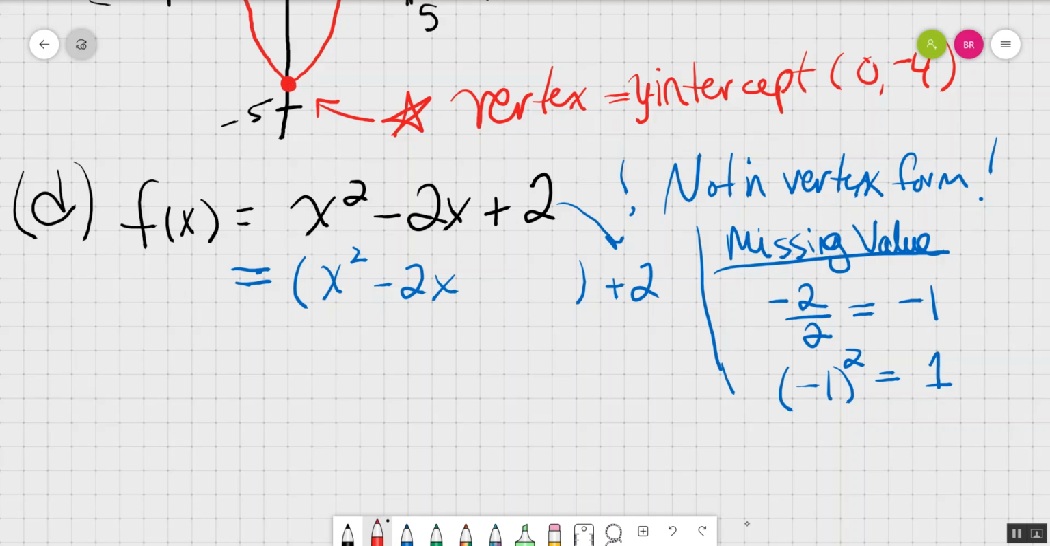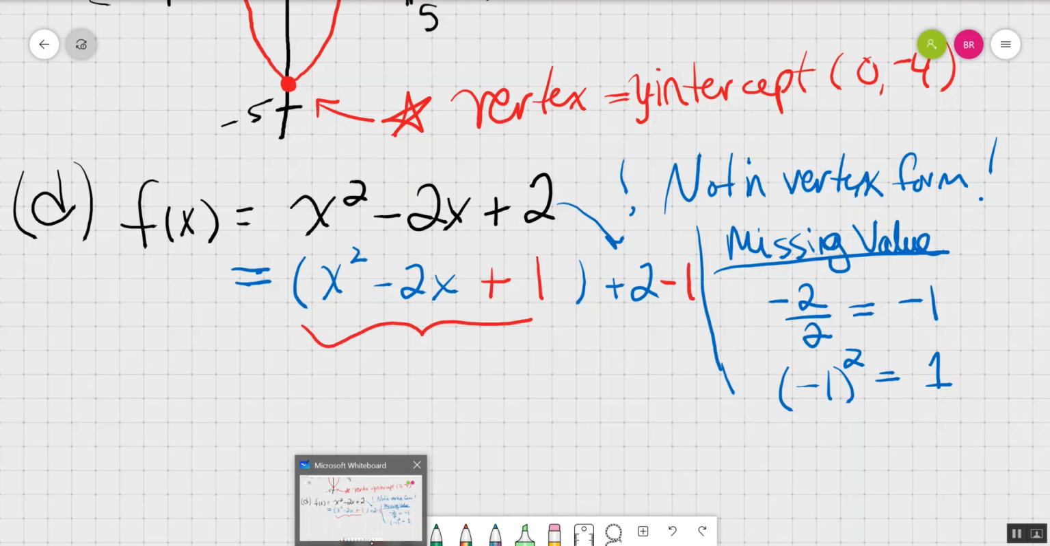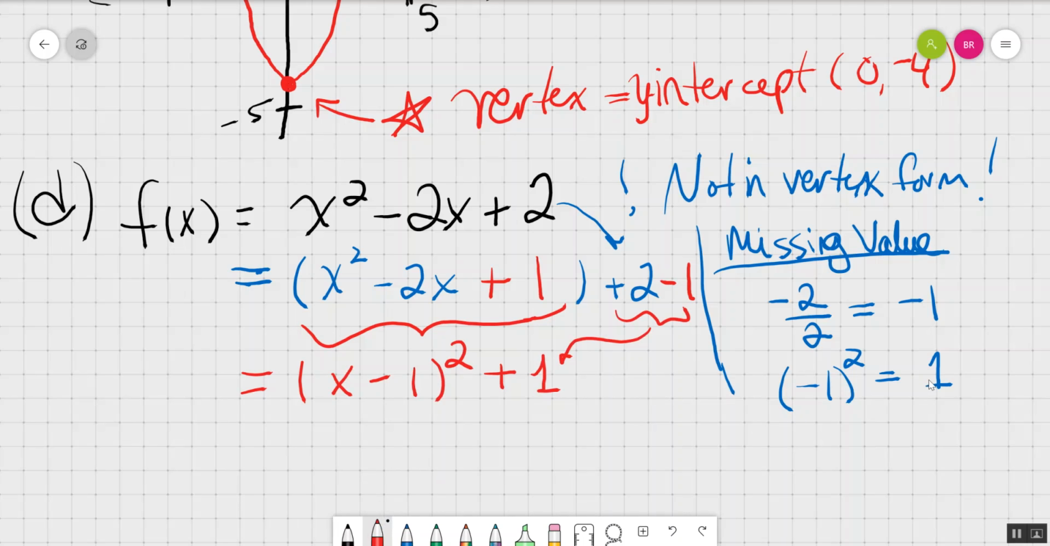So I'm going to add my missing value, and that's not okay, because I just added something into the equation, which will change it and make it different. We don't want to do that. So we're also going to subtract that value, so I keep everything balanced. Now, these three together will make a perfect square. And then I'm going to combine these two together to get a plus 1. And now I am in vertex form.